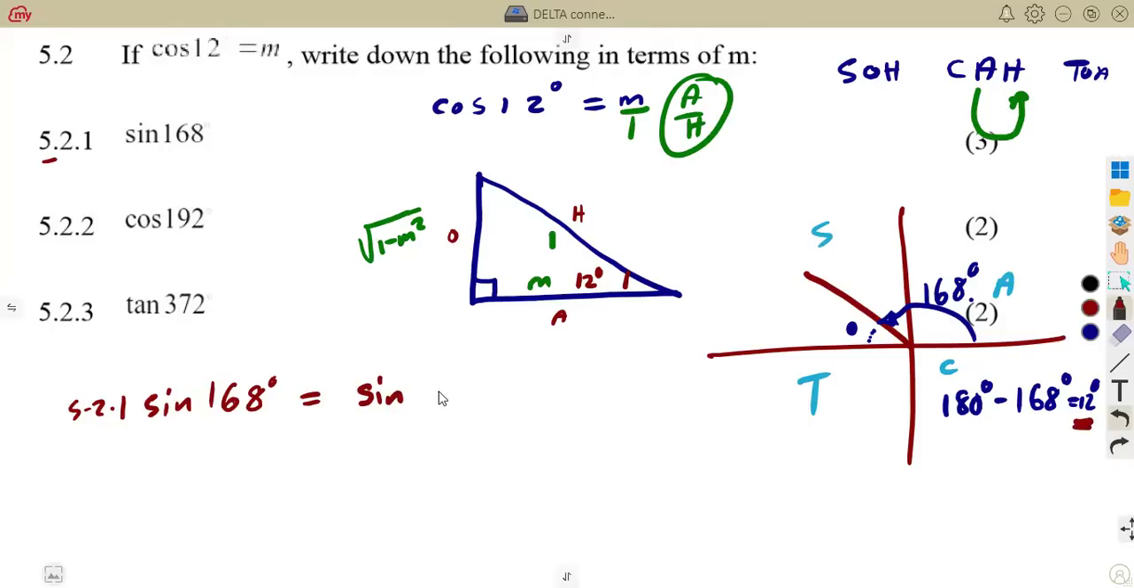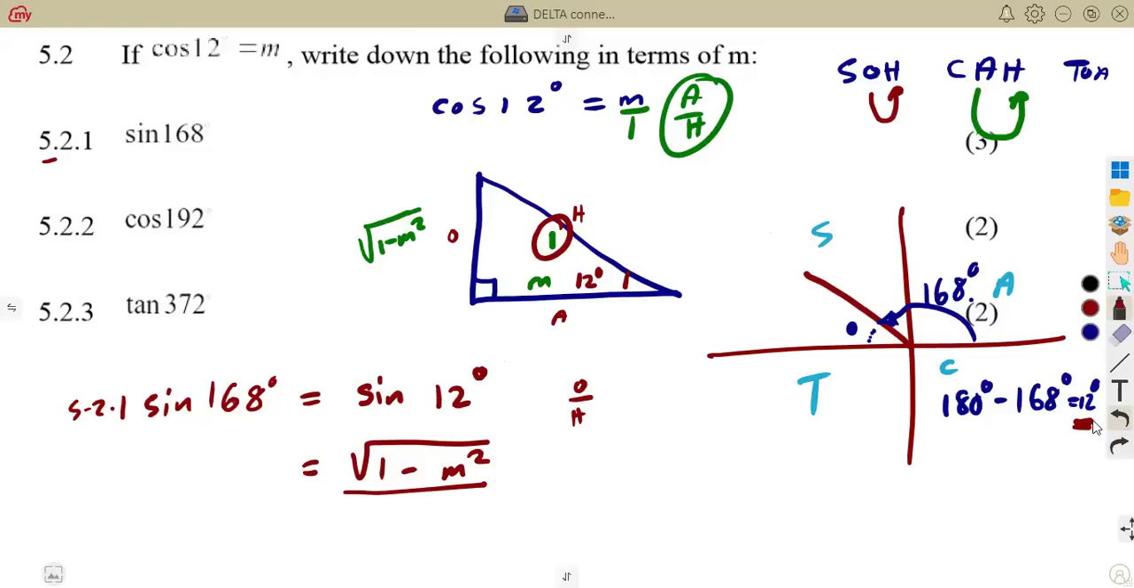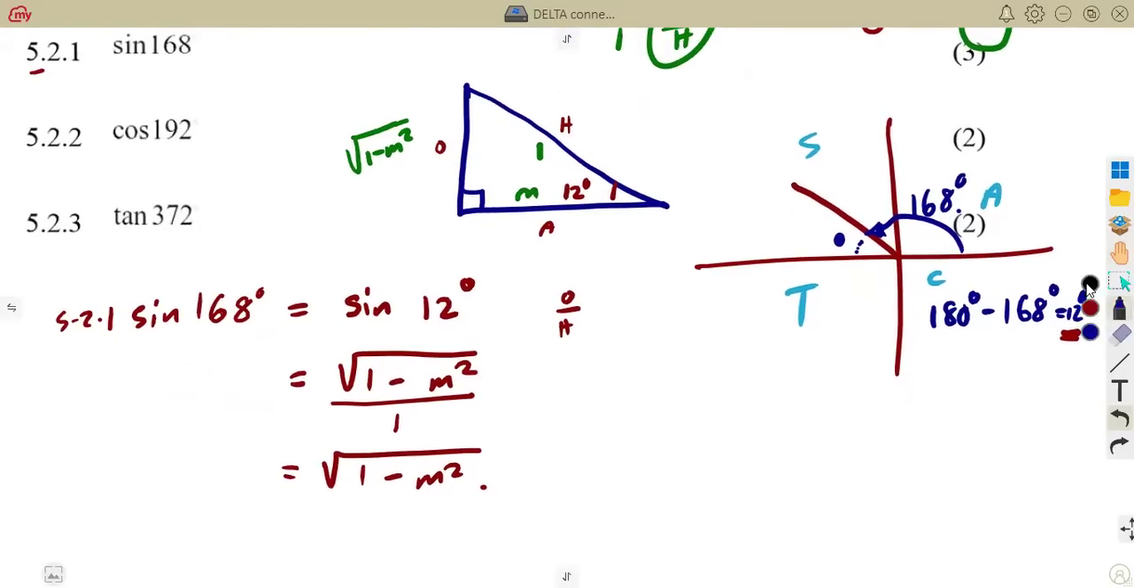The acute angle, which is 12 degrees. So what is sine 12 degrees? Remember, sine is opposite over hypotenuse. So according to 12, this is our opposite, the square root of 1 minus m squared, over the hypotenuse. Our hypotenuse is 1. Dividing by 1 does not affect anything, so this part will remain as it is, the square root of 1 minus m squared. Just like that, guys, you answer all these questions using this reduction.